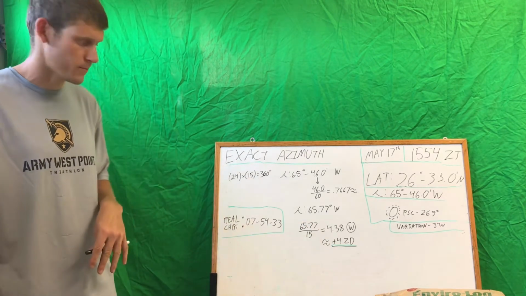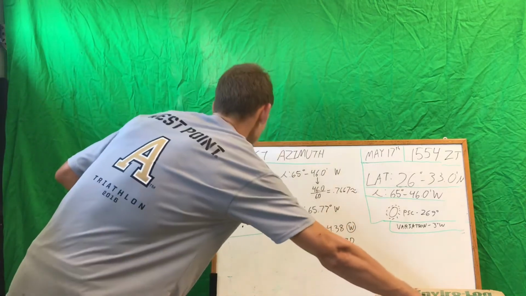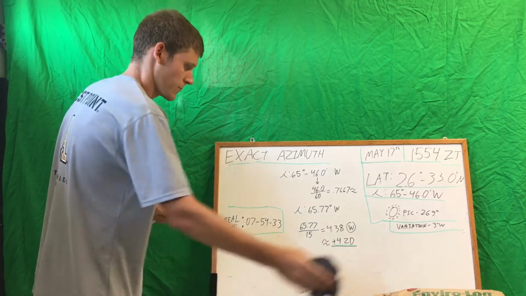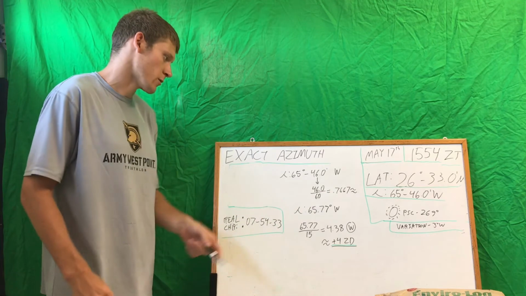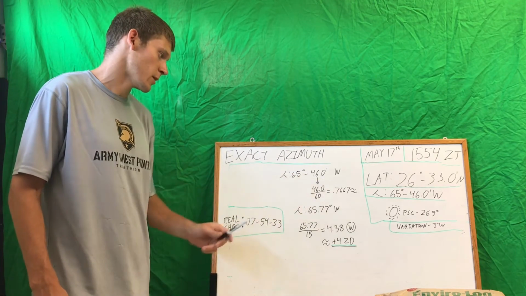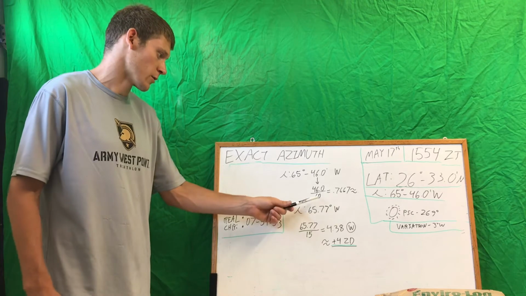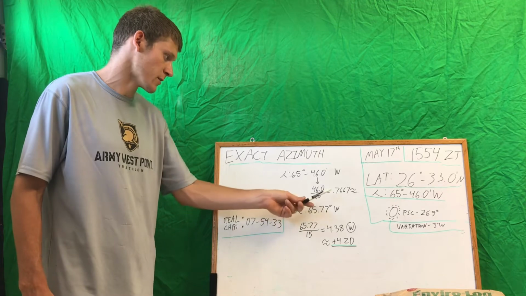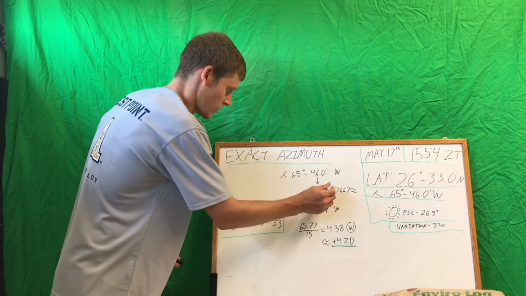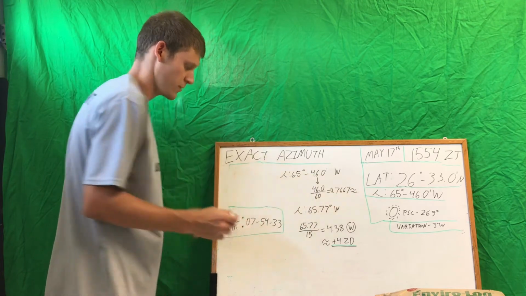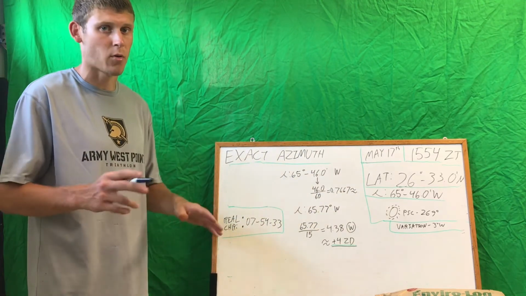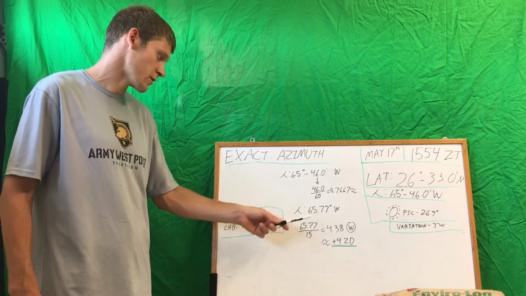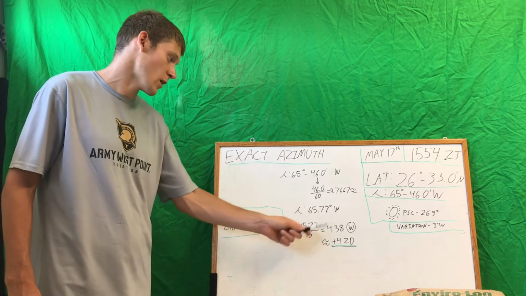Okay, so moving forward, we know that we're dividing 65 degrees by 15, but you can't divide the minutes. So you have to take the minutes and convert them into degrees. There are 60 minutes to a degree. So 46 divided by 60 gets you 0.7667. Just round that up, we'll call it 0.77. So our longitude is 65.77 degrees west.